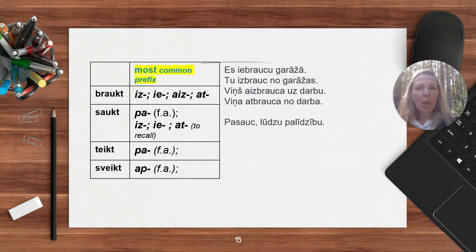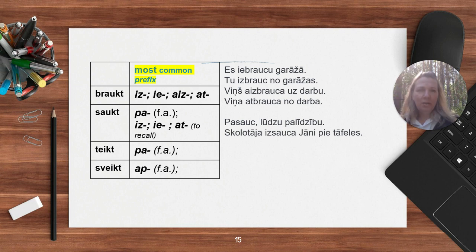Pasauc lūdzu palīdzību. Prefix pa, finished action. Pasauc lūdzu palīdzību. Ask for help, please, or call for help, please. Pa, in this case, get it done.